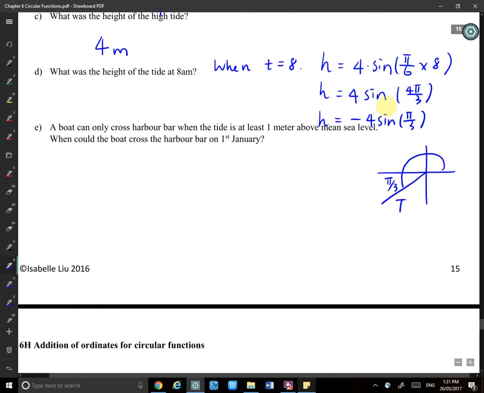And then the height was, okay, what's sine pi over 3? Root 3 over 2. So root 3 over 2 times 4 is 2 root 3. So it's negative 2 root 3.